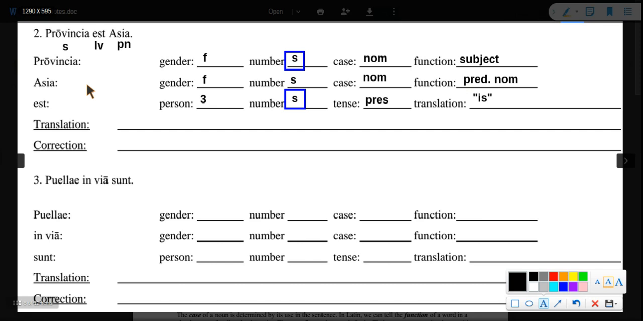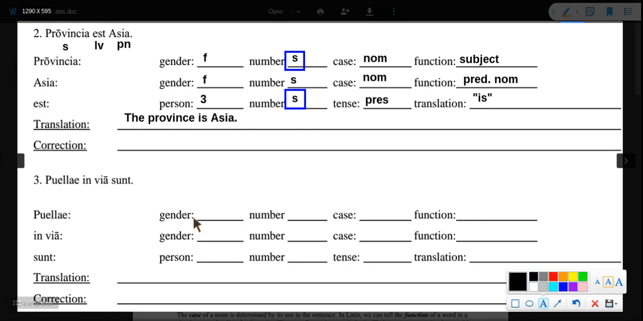Now we have everything in our sentence identified, so we can move to the translation. English likes the word order subject, verb, and then here we have predicate nominative. If we had a direct object, we'd have subject, verb, direct object. With linking verbs, we like subject, linking verb, predicate nominative. So we can simply keep it in the word order it is in. So we have the province is Asia. Okay. So the province is Asia.